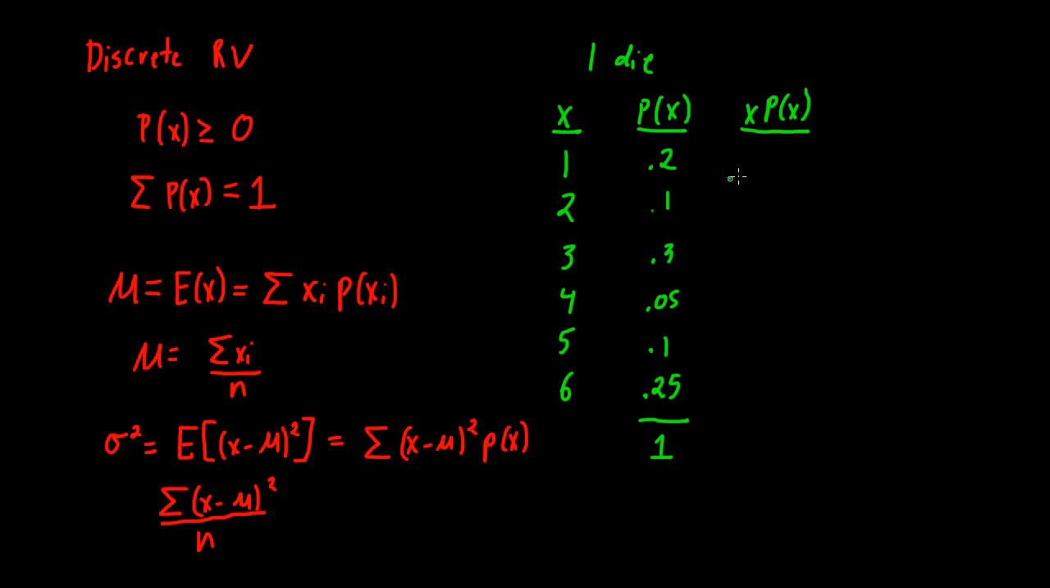So we're going to get 1 times 0.2 is 0.2, 2 times 0.1 is 0.2, 3 times 0.3 is 0.9, 4 times 0.05 is 0.2, 5 times 0.1 is 0.5, and 6 times 0.25 is 1.5. So if we look at these values, we see that they no longer sum to 1. If we add them all together, we get a value of 3.5, which means our expected outcome, or our expected value for our particular experiment is 3.5.